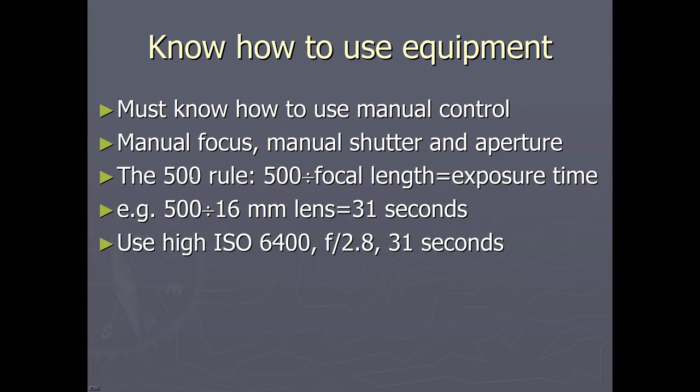Why do we use the 500 rule? Because if you expose your picture longer than what the 500 rule is telling you, your stars will move. Your stars will turn out not to be one dot in the sky. Your star will become a line. So remember the 500 rule. So I would recommend using ISO 6400, f2.8, and expose your picture for 30 seconds, because I don't think you can set your camera to 31 seconds.